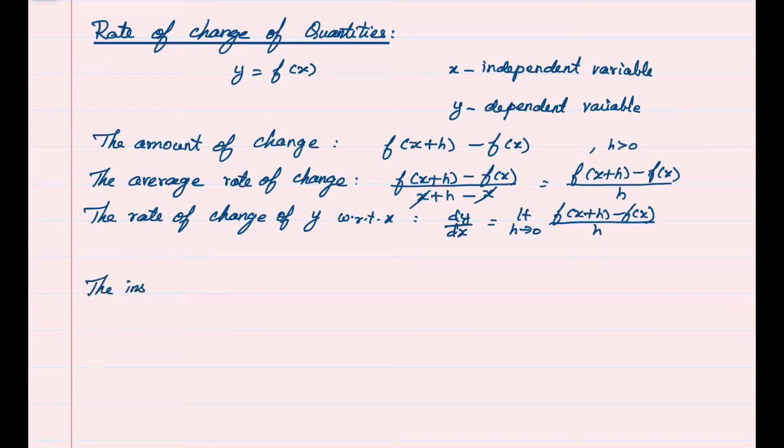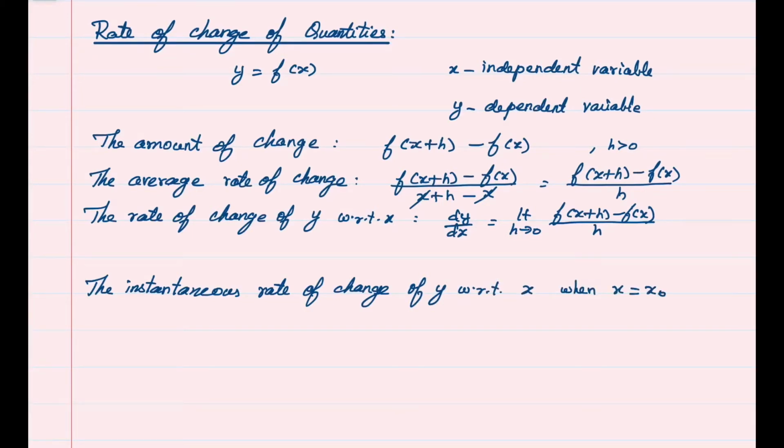And the instantaneous rate of change of y with respect to x when x is equal to x0 is given by dy by dx at x is equal to x0, limit h tending to 0 of f of x0 plus h minus f of x0 divided by h.